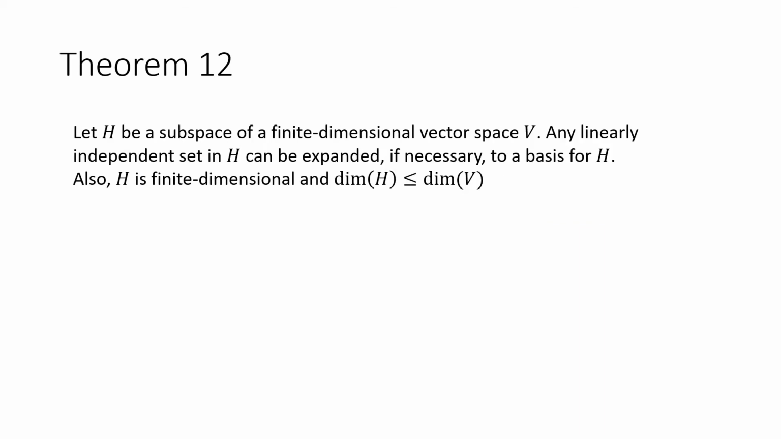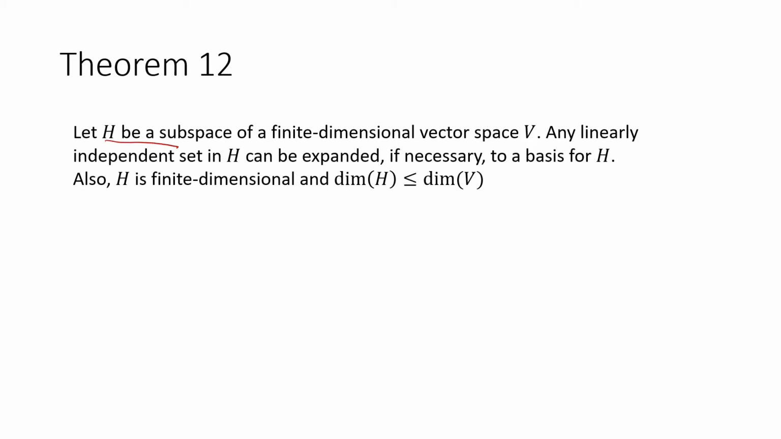So theorem 12. This is when we have one vector space inside of another one. So we've seen lots of examples of this. So for instance, we have R4 with all the vectors a, b, c, 0. That's a vector space inside of R4. So this deals with subspaces, vector spaces that are inside another one.